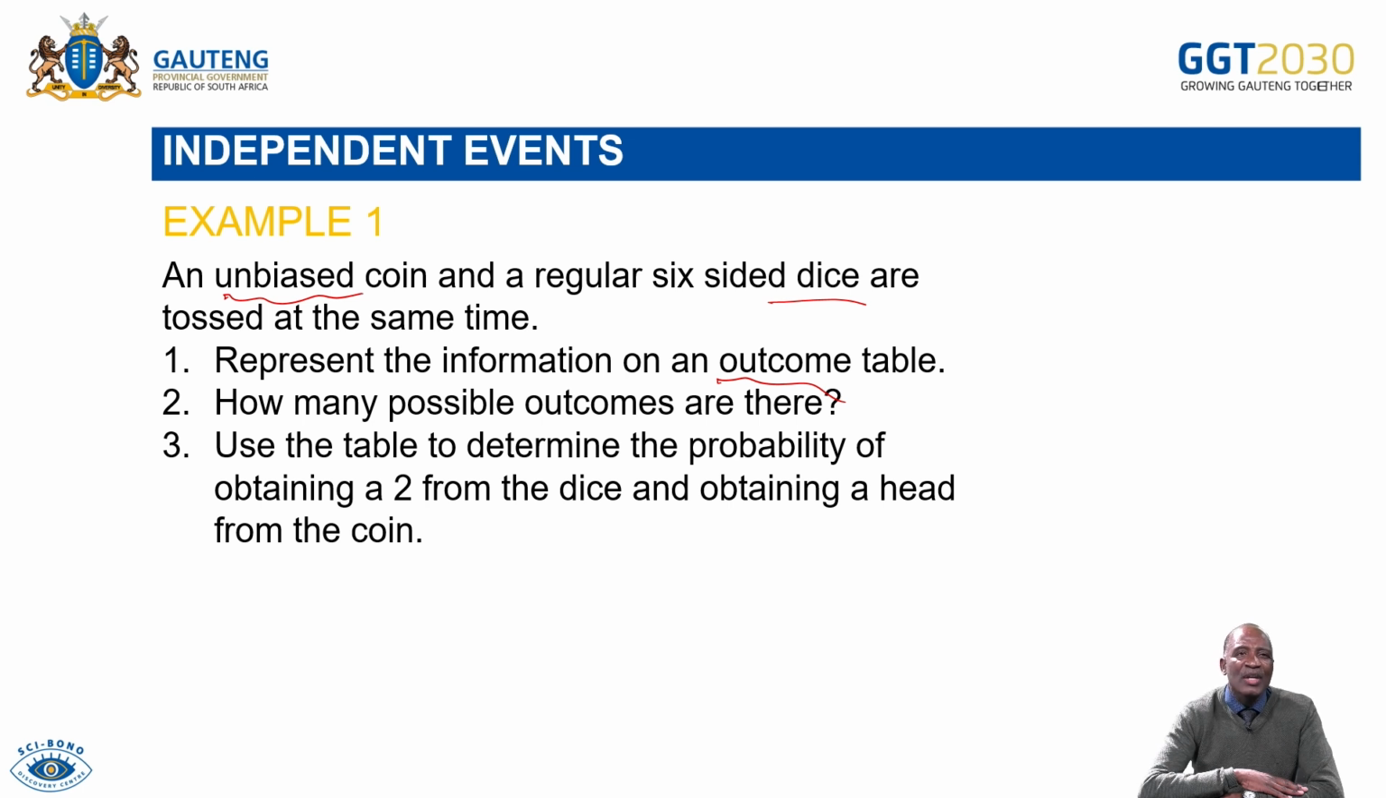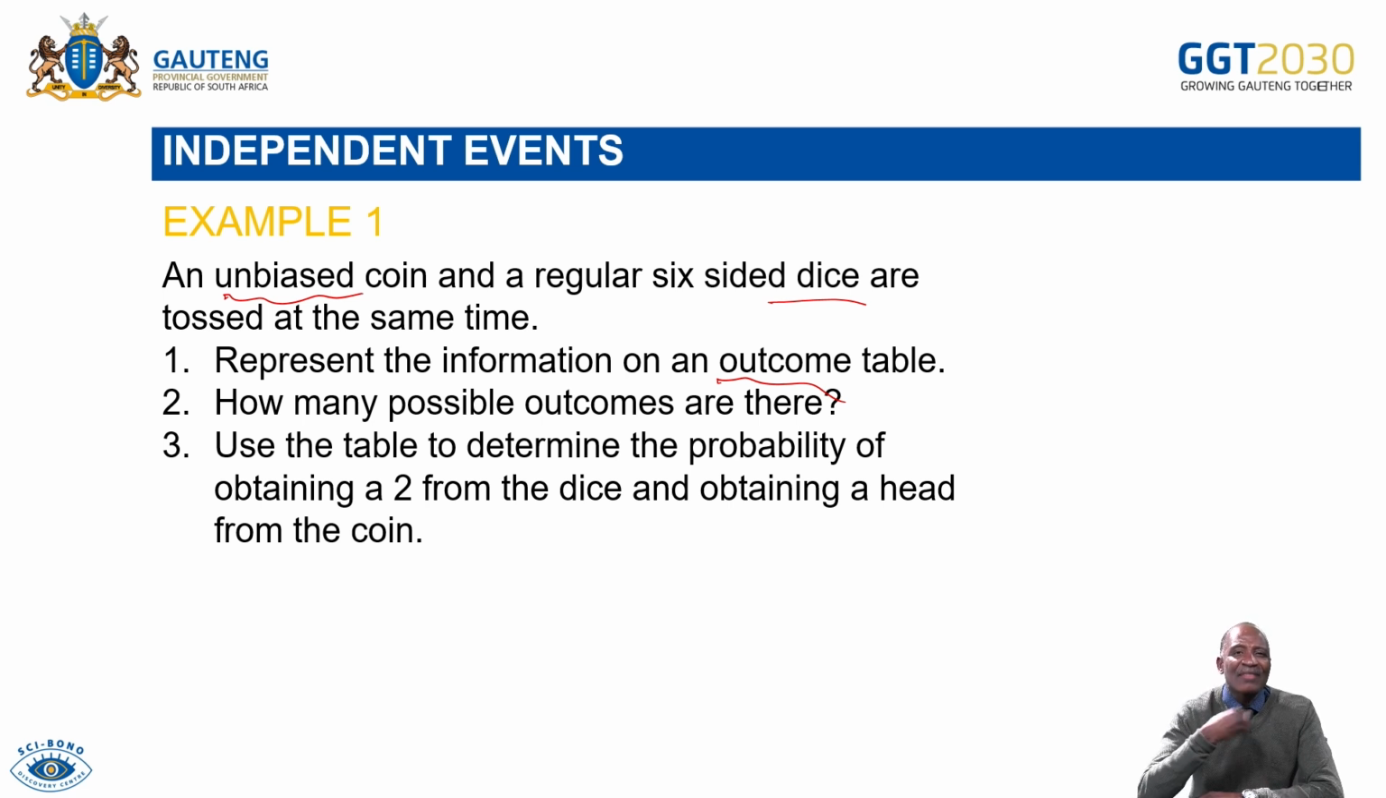Then 3, use the table to determine the probability of obtaining a 2 from the dice and obtaining a head from the coin. So we're going to focus on the outcome table and observe how many times did we see a 2 combining with a head from the coin.